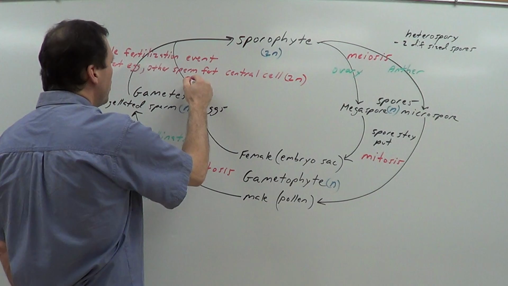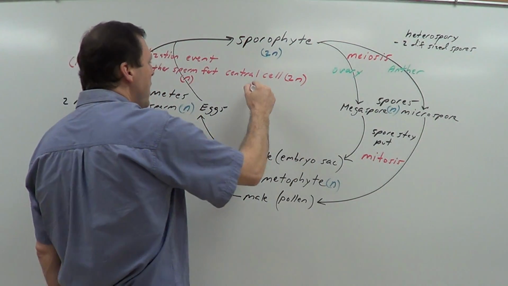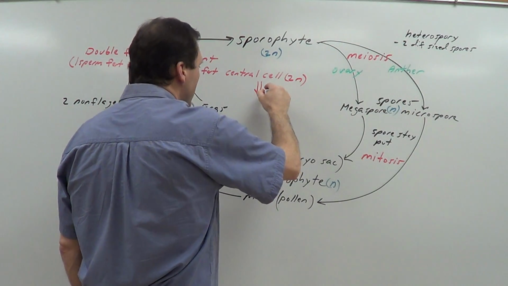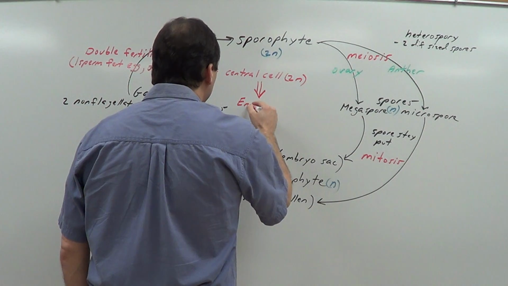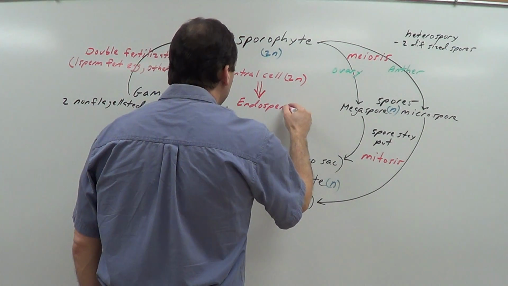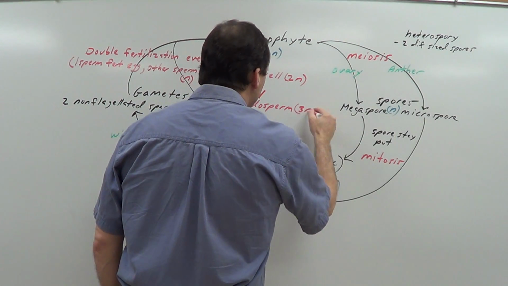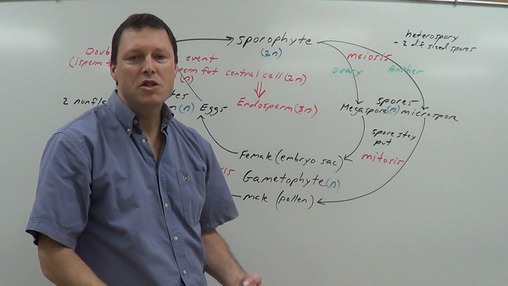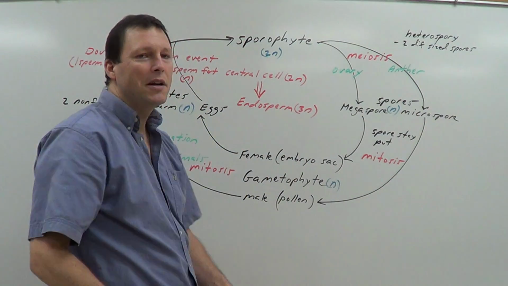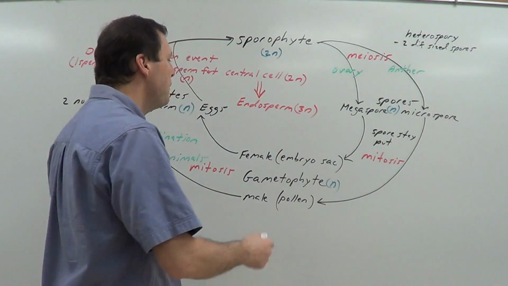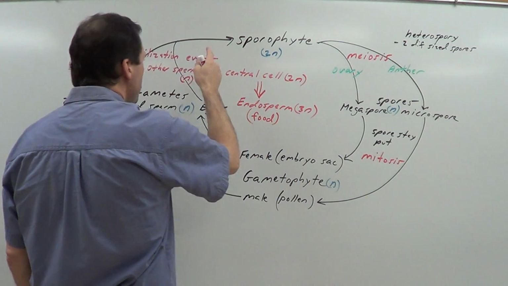And once that sperm, which is N, fertilizes that central cell, which is 2N, we're going to get a new substance being produced here called endosperm. And N plus 2N is going to give us 3N. So our endosperm is going to be triploid. And the endosperm is not like a sperm. The endosperm is a food source. It is food for the developing embryo.